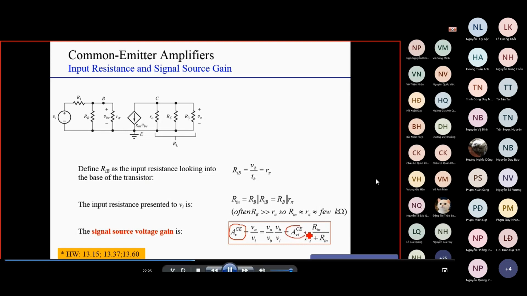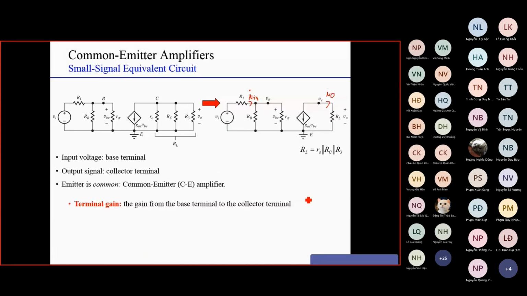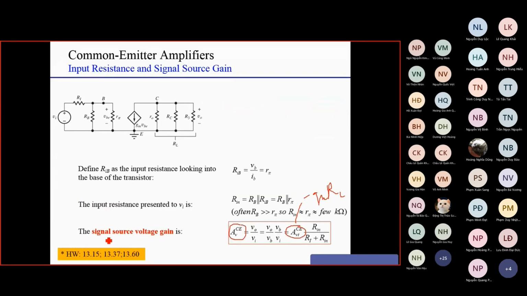Again, this is the total voltage gain. The terminal voltage gain here is minus GM RL, as we have calculated before. Homework: you should do this homework immediately in order to master the technique.